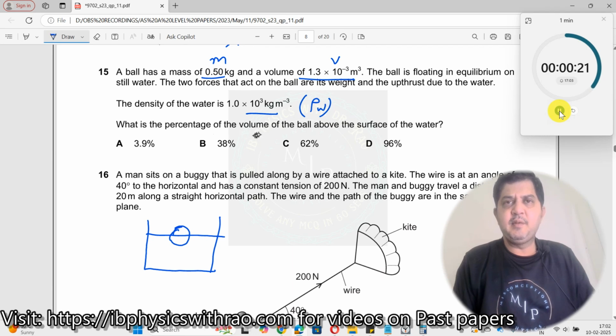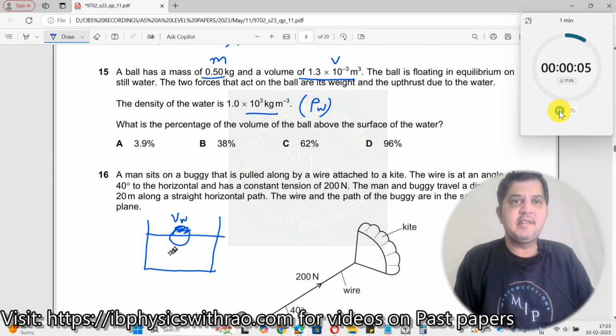What is the percentage of the volume of the ball above the surface of water? How much part of it is above the surface of water? What volume of the ball is above the surface of water? This is the question. The first question is, why should the ball float in water?